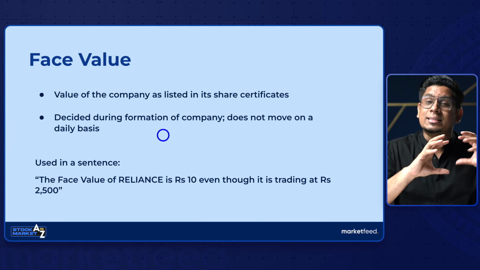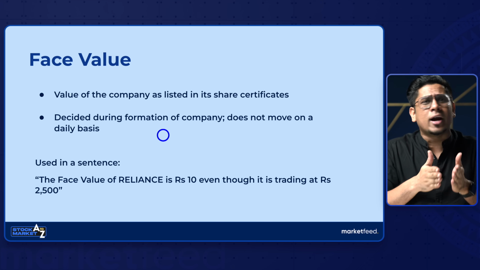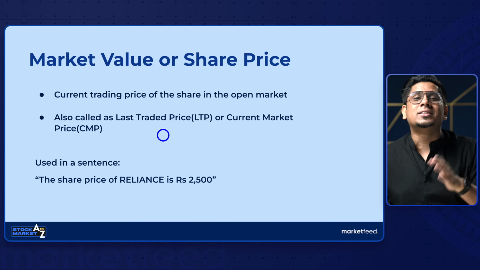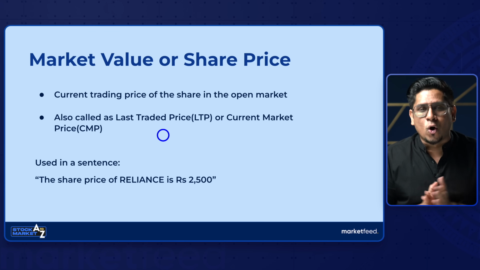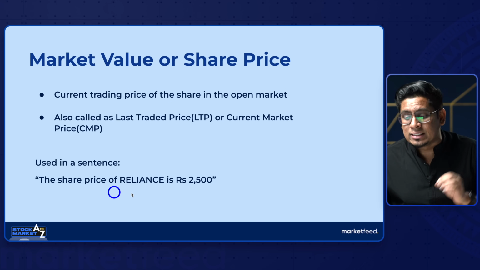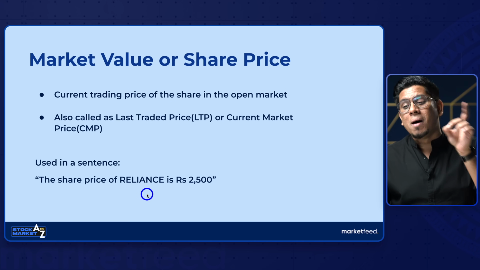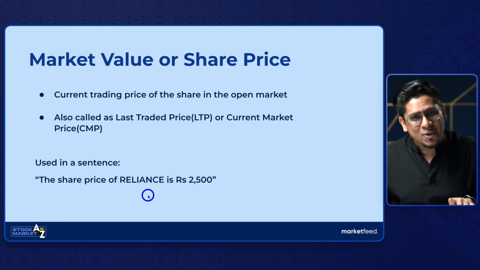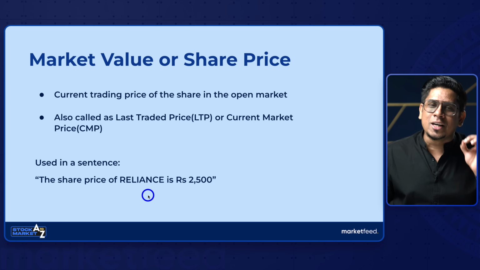Face value is decided in the initial days. It is normally 5-10 rupees kind of thing. And the share value or the market value is actually the price that you see on the broker's terminal. Now, the usage in a sentence here: the share price of Reliance or the market value of Reliance or the LTP of Reliance or the CMP of Reliance is rupees 2,500.